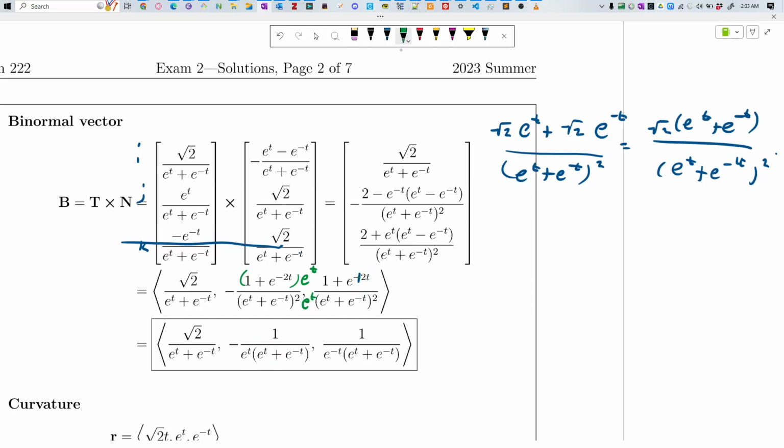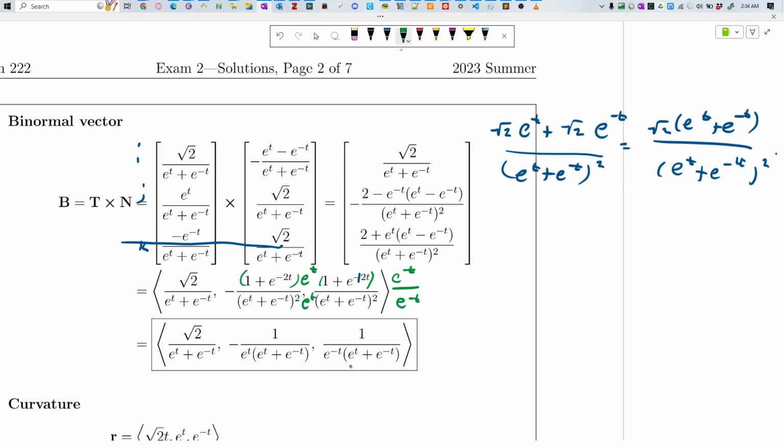For this term, this is supposed to be a plus, which means we should multiply by e to the minus t on top and bottom, which is why we get an e to the minus t on this guy. And so after you distribute, you get an e to the t plus e to the minus t, which cancels with a copy in the denominator, which gives you exactly that.